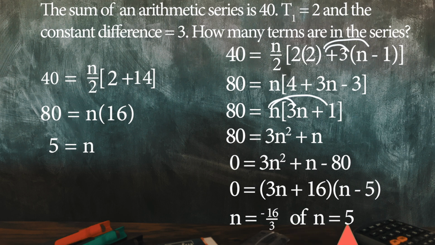Now I assume that you already know how to do this from previous lessons and previous years of mathematics, and now we simply know that our n is equal to 5. It cannot be minus 16 over 3 because n can only be an element of natural numbers.